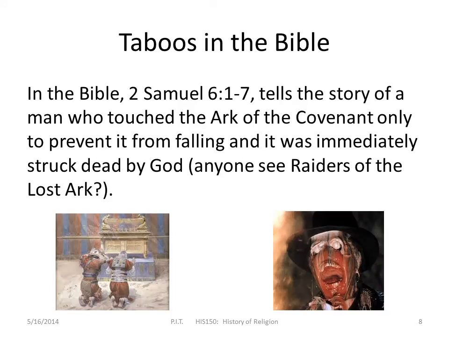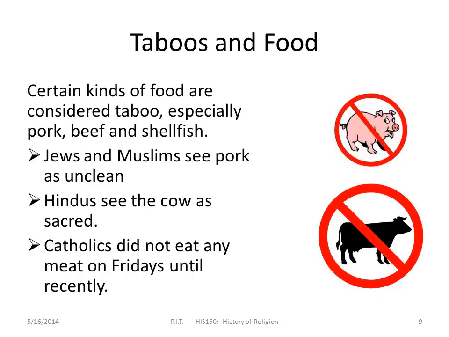In the Bible, taboos are all over. One of the most famous ones is in Samuel, and it tells the story of a man who touched the Ark of the Covenant only to prevent it from falling, and he was immediately struck dead by God. So here is one of the old style pictures of the Ark of the Covenant, and of course in one of my favorite movies, Raiders of the Lost Ark, when the Nazis go to open the Ark, their faces melt, which is pretty cool. Anyway, so taboos really are representative of the power that humans cannot control.